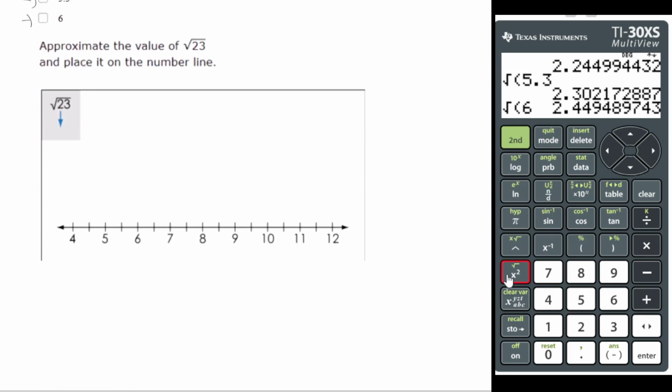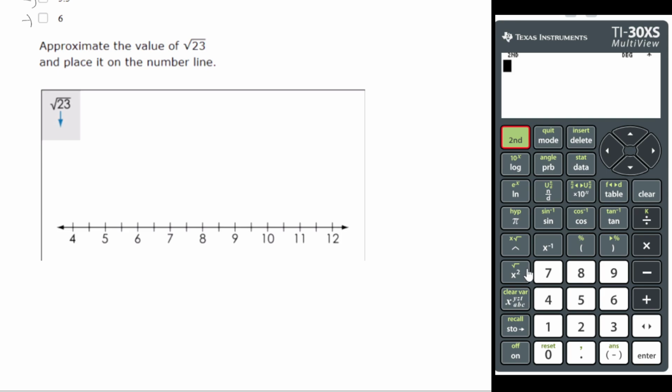All right. Next question. Approximate the value of the square root of 23. Place it on the number line. Okay, so we're going to approximate the value by finding the square root of 23. The square root of 23 is 4.79. Okay? So look at how we're reading this number line. Here's 4, there's one extra dash, and 5. So we're going to have to assume that this is 4.5, halfway between 4 and 5.